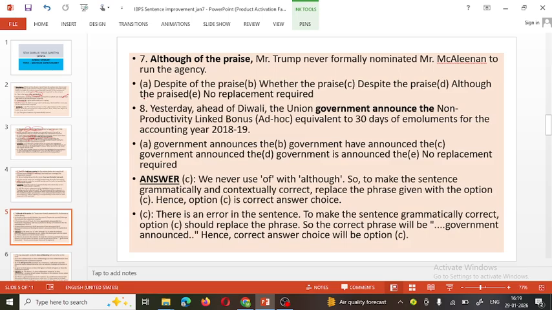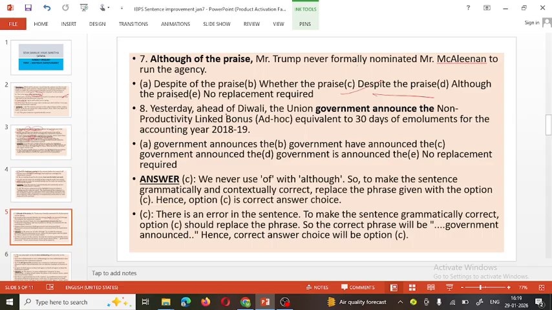Now, see the options given here: despite of the phrase, whether the phrase, despite the praise, although the praised, and no replacement. So, "Despite the praise, Mr. Trump never formally nominated dash dash to run the agency." So, option C is correct here.